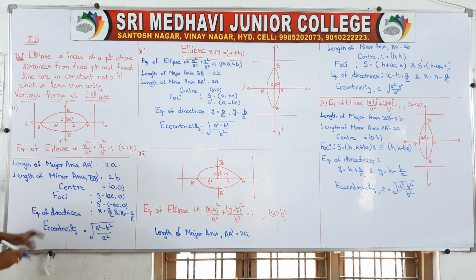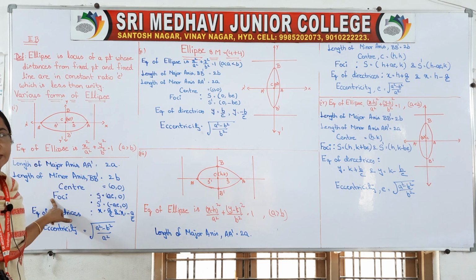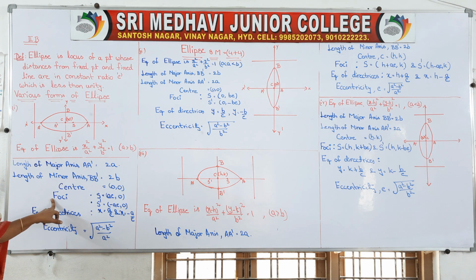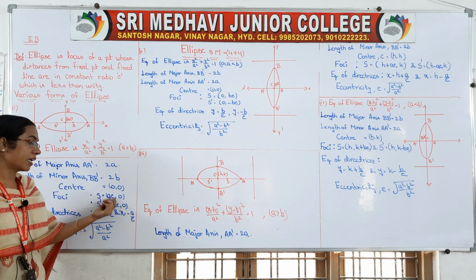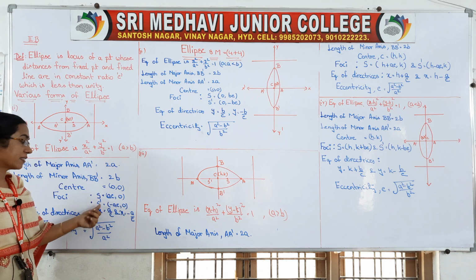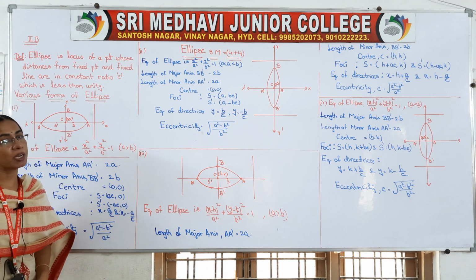And what are the formulas for foci? Foci means plural of focus. Whenever it is an ellipse, we will have two foci. S and S dash are the foci. S is (ae, 0) and S dash is (minus ae, 0).